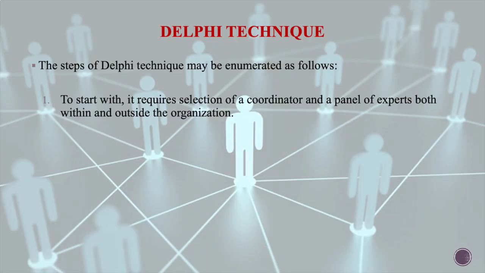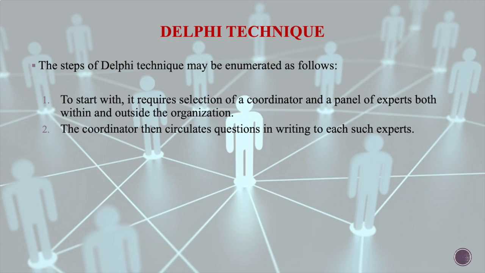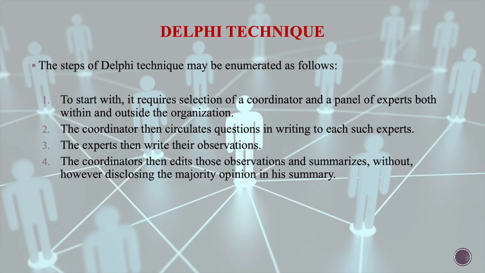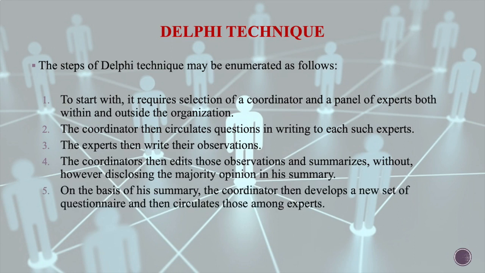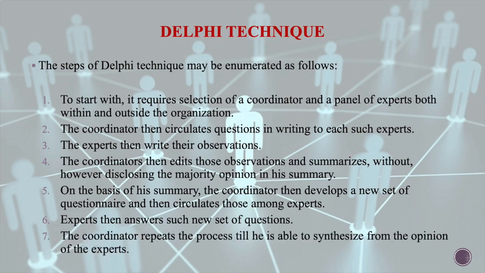Number one, to start with, it requires selection of a coordinator and a panel of experts both within or outside the organization. The coordinator then circulates in writing to such experts. The third point will be the experts then write their observation. The fourth one is the coordinator then edits those observations and summarizes, however disclosing the majority opinion in his summary. The fifth point is on the basis of his summary, the coordinator then develops a new set of questionnaires and then circulates those among experts. The sixth one is the experts then answer such new sets of questions. And the seventh one is the coordinator repeats the same process till he is able to synthesize from the opinion of experts.